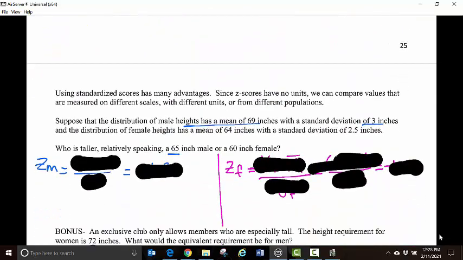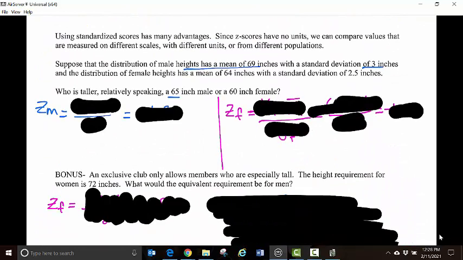All right. Using standardized scores has many advantages. Since z-scores have no units, we can compare values that are measured on different scales with different units or from different populations. So for example, suppose that the distribution of male heights has a mean of 69 inches and a standard deviation of 3 inches. And the distribution of female heights has a mean of 64 and a standard deviation of 2.5. Who is taller relatively speaking? A male that's 65 inches tall or a female that is 60 inches tall?